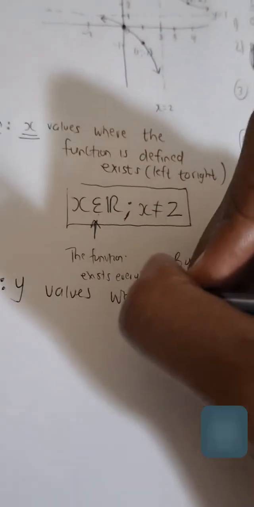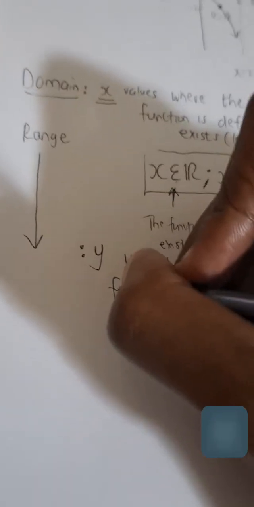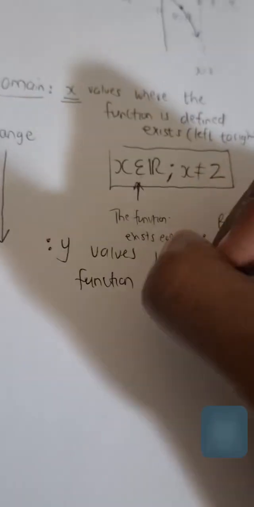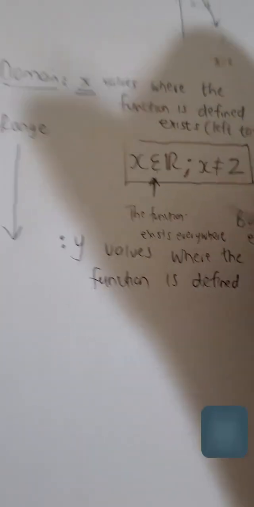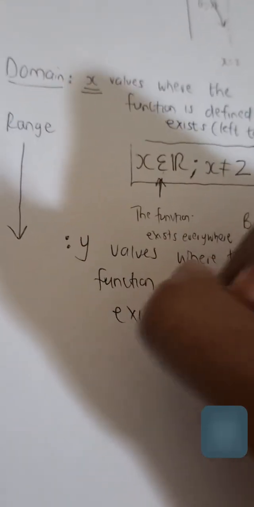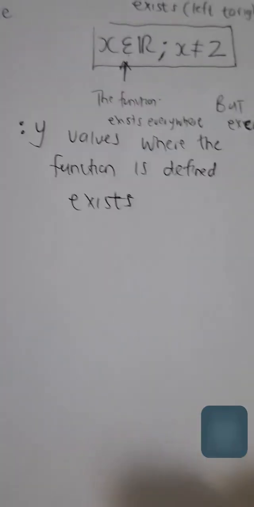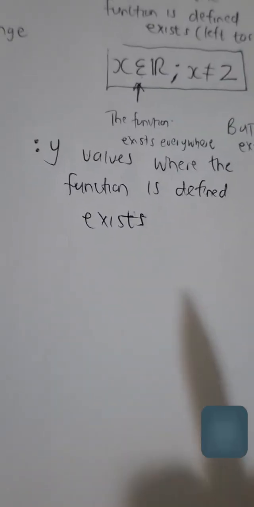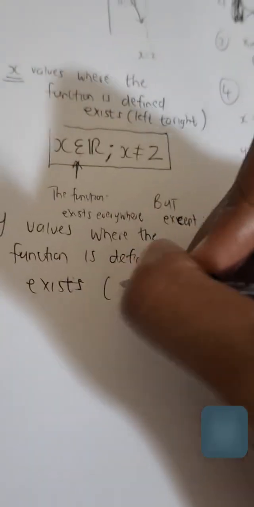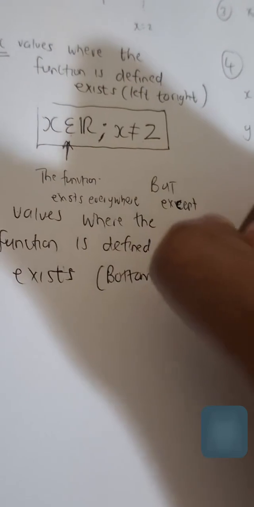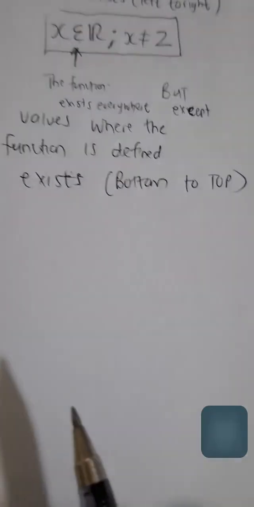If we are talking about that, the Y values where the function is defined or where it exists, that is the range. Are you with me? Yes. The Y values where the function is defined or exists. All right. So we are looking, as you have said, from the bottom to the top. How far bottom to top?